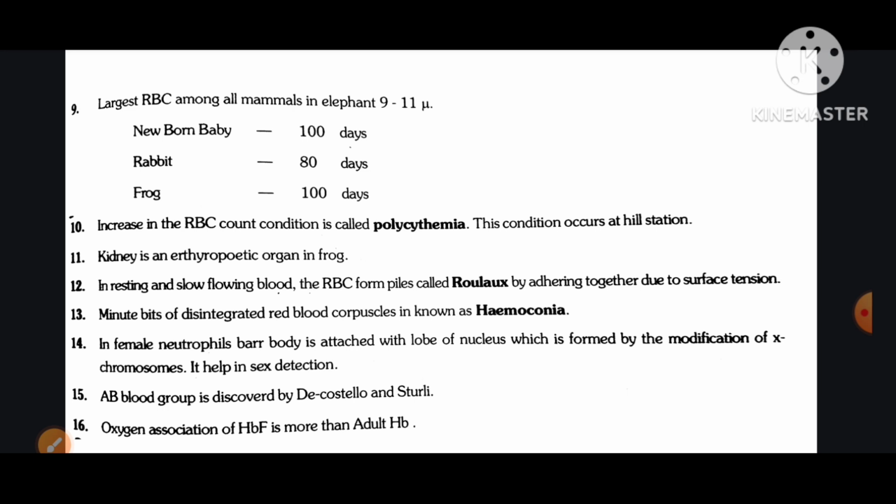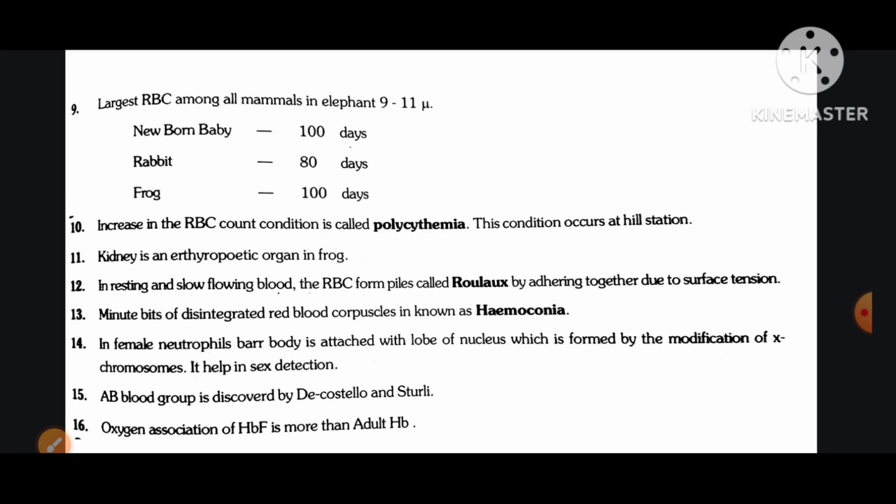Largest RBC among all mammals is in the elephant, 9 to 11 micro. Lifespan: newborn baby 100 days, rabbit 80 days, frog 100 days. Increase in the RBC count is called polycythemia. This condition occurs at hill stations. Kidney is an erythropoietic organ in frog.